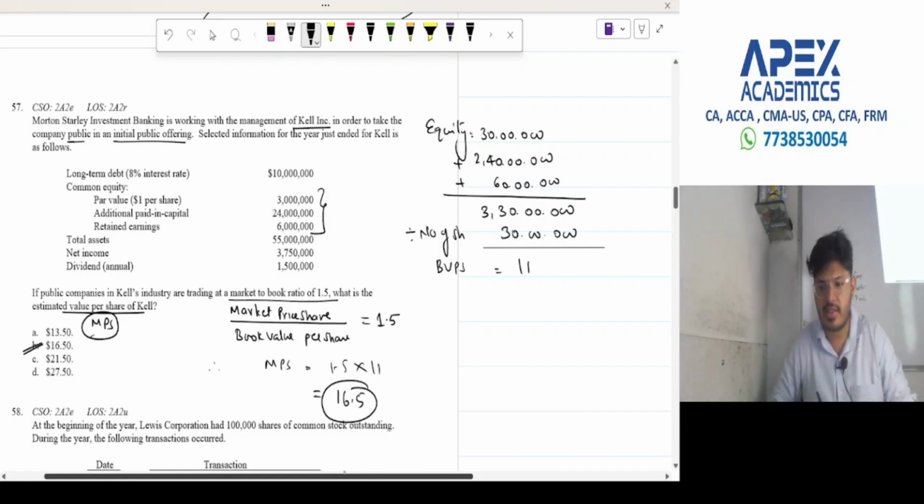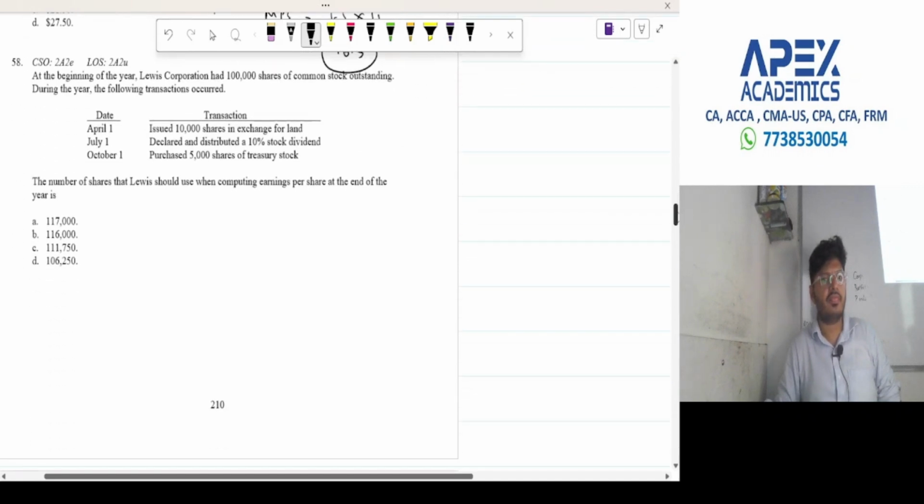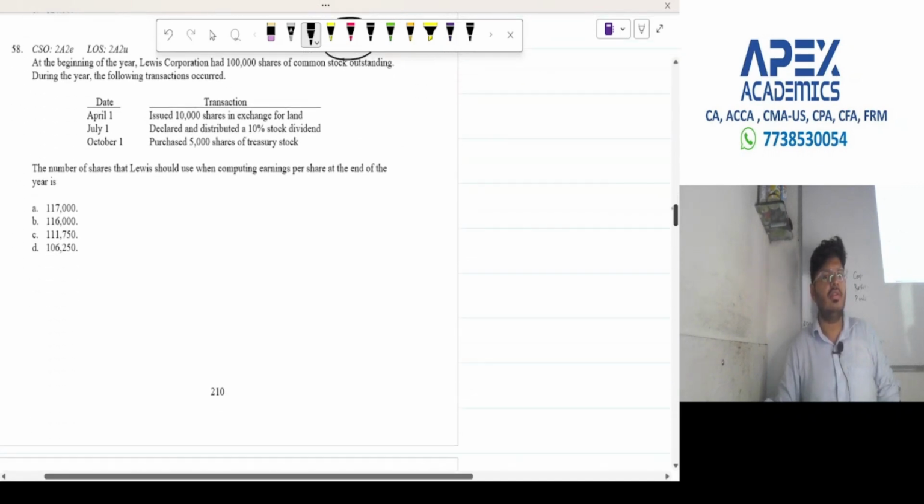The answer is 16.5. I hope everybody understands this particular MCQ. I hope there are no doubts with respect to it. Yes? Good. Let's come to the next one.